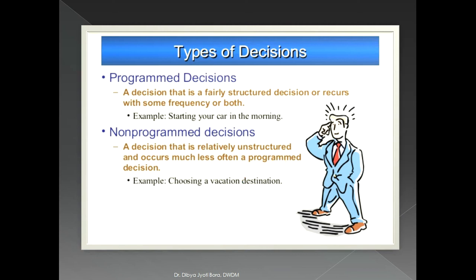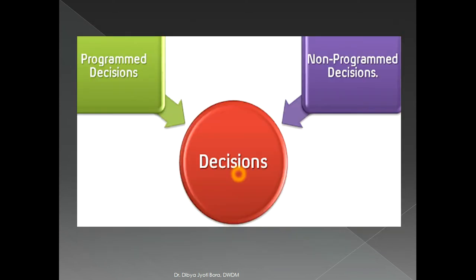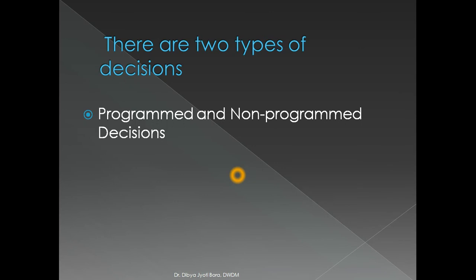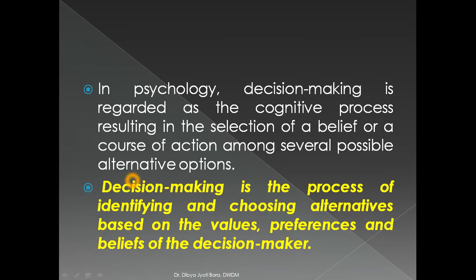In the last part, you have seen that I'm trying to define decision, and I define that decision, or you can say decision making, is the process of identifying and choosing alternatives based on the values, preferences, and beliefs of the decision maker. So, whenever this decision making process is there, of course, you will find one thing. What is that? Yeah, that is alternative. Some alternative options will be there, then only you need to make some decision.